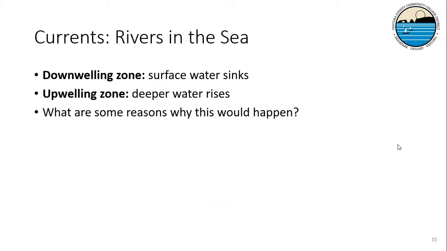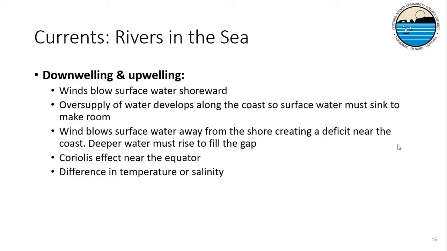So here's some vocabulary. We have a downwelling zone, and this is where surface water sinks. And we have an upwelling zone, and this is where deeper water rises. So what do you think some of the reasons are that you would have these different zones of upwelling and downwelling? Well, I already explained one of those situations where you might feel a little bit of change in temperature, and that could be due to currents or changes of salinity.